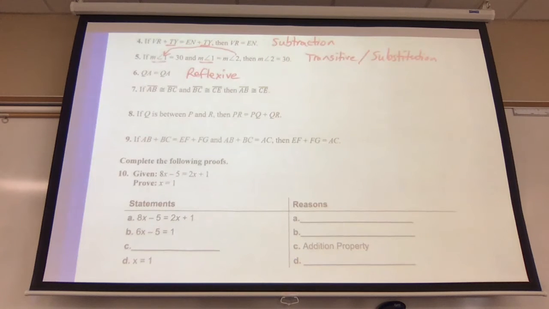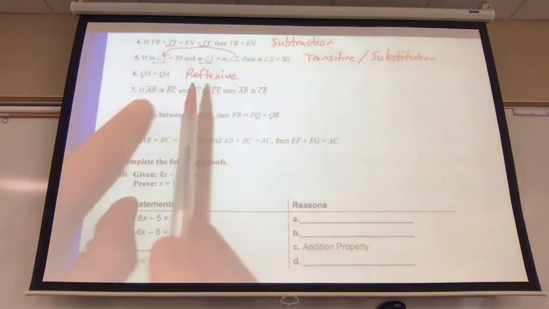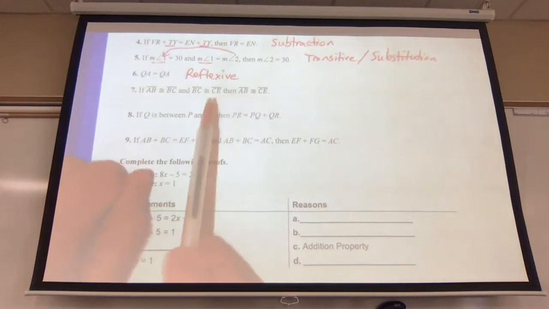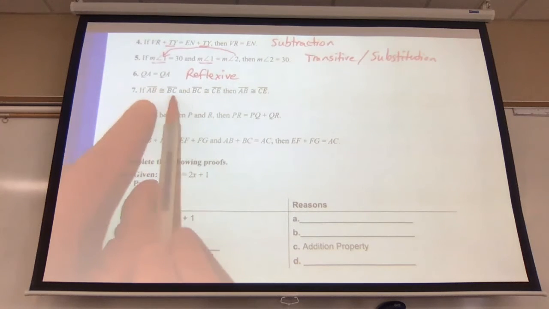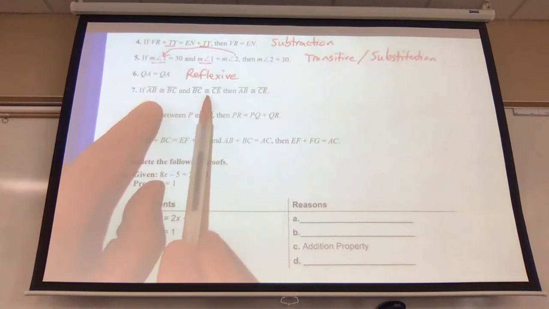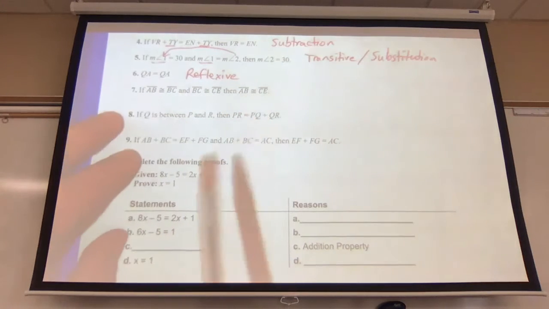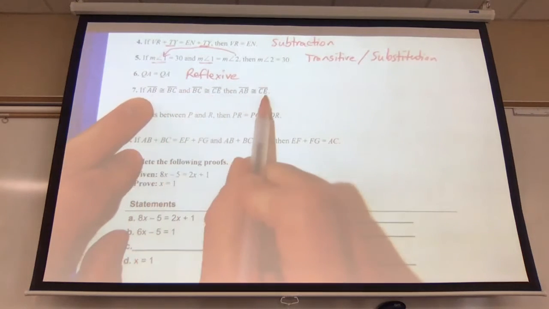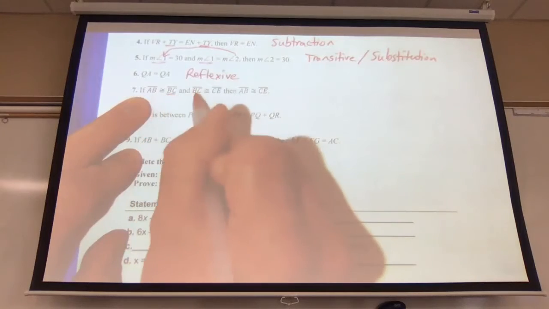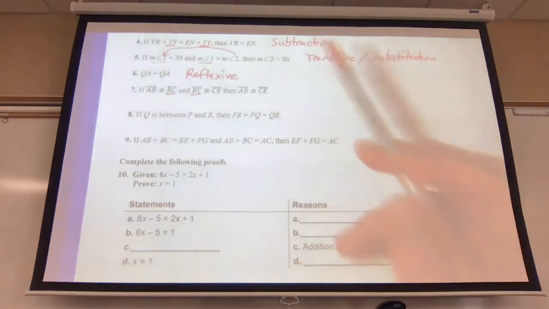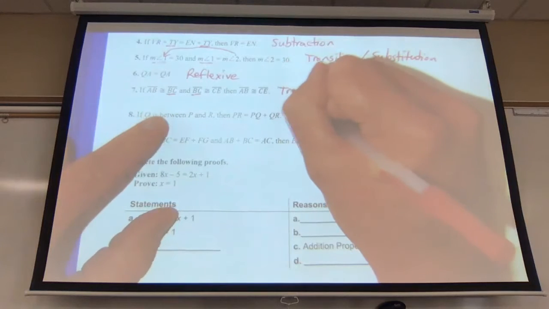All right, now back to if-then form. 7, 8, 9 are both in the if-then form. Again, with if-then form, we want to figure out what we did to the if part to get to the then part. In the if part here, we have AB congruent to BC and BC congruent to CE. And then on the end, we have AB congruent to CE. So the AB and the CE stay in there. The BC's in the middle that were congruent to each other, or that were the same, disappeared. So this one, again, would be transitive.